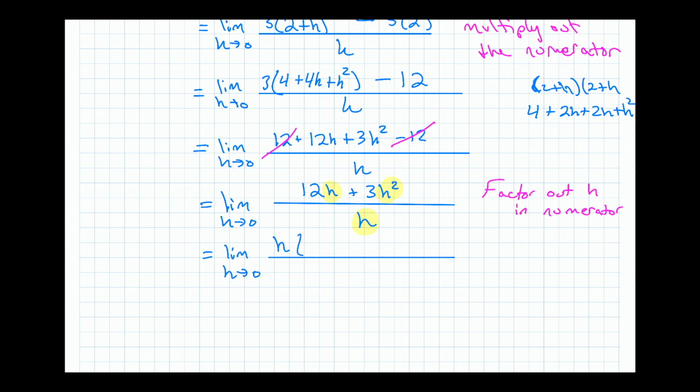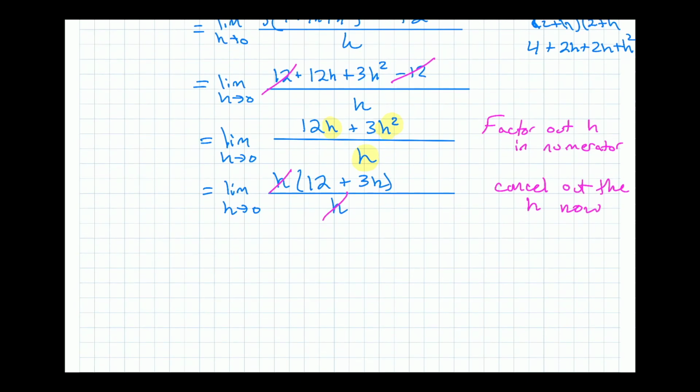So take out the h, and you're going to have 12 plus 3h over h. Now, why do you think we factored it out? Well, we factored it out so there would be an h on top and h on the bottom that was factored out. So we want to cancel that h now. Like that.